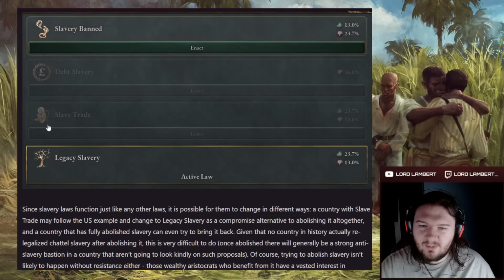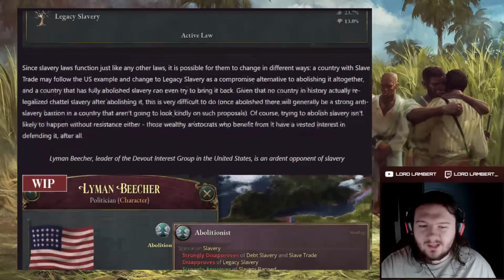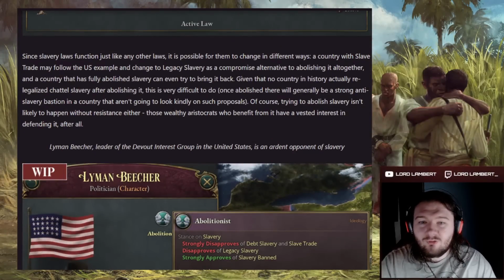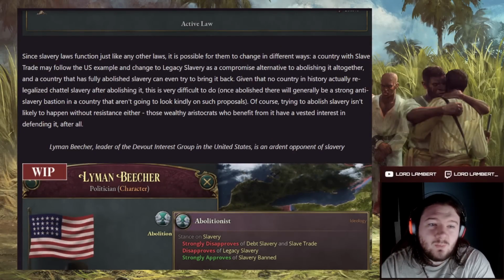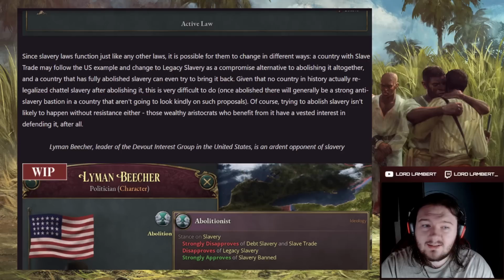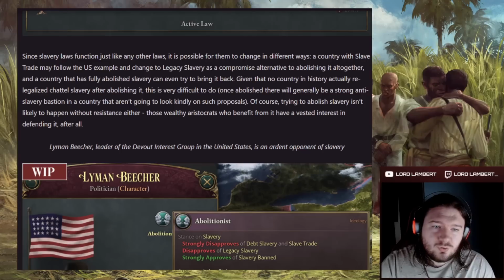It genuinely makes me feel emotional. Anyway, moving on. Since slavery laws function just like any other laws, it's possible for them to change in different ways. A country with slave trade may follow the USA example and change to legacy slavery as a compromise alternative to abolishing it altogether, and a country that has fully abolished slavery can even try to bring it back.